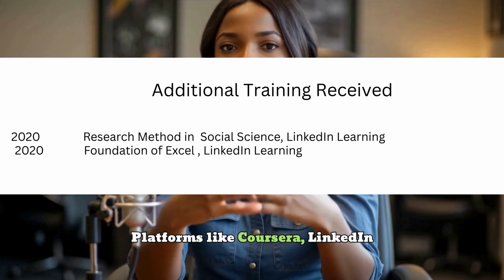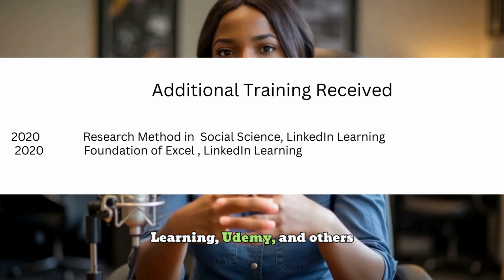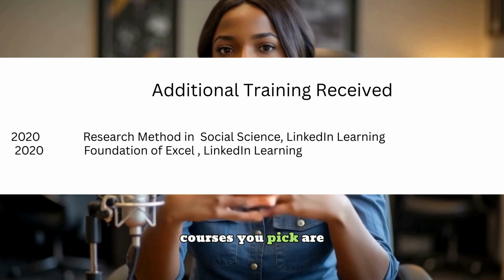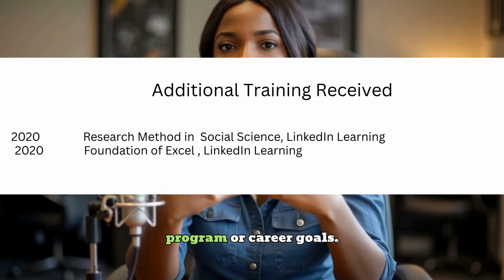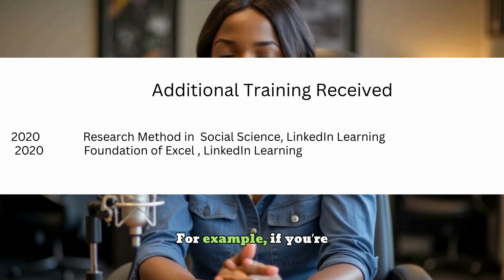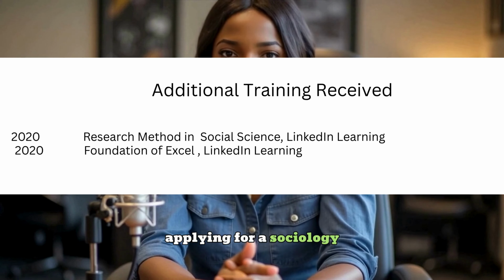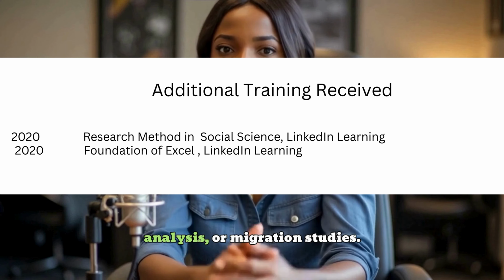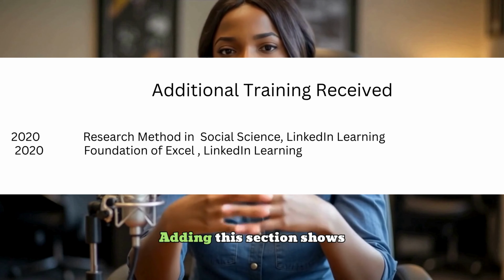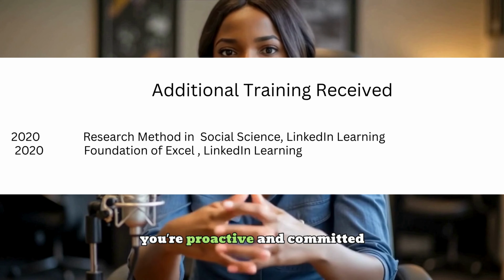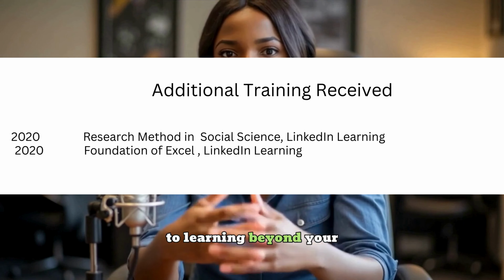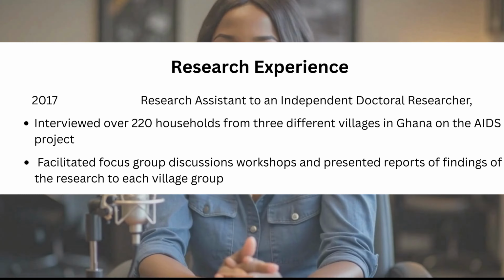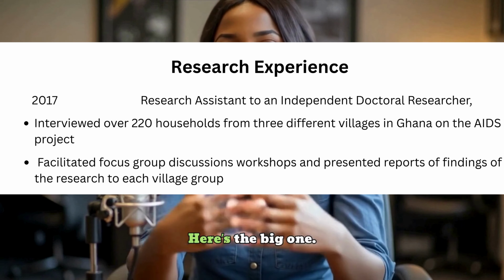Platforms like Coursera, LinkedIn Learning, Udemy, and others have tons of courses. Just make sure the courses you pick are relevant to your graduate program or career goals. For example, if you're applying for a sociology program, look for courses on research methods, data analysis, or migration studies. Adding this section shows you're proactive and committed to learning beyond your formal education, and it can really strengthen your CV.